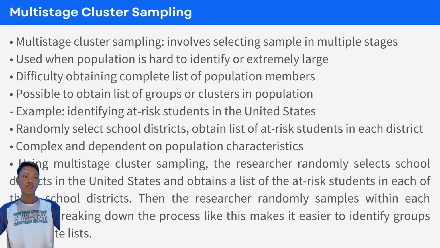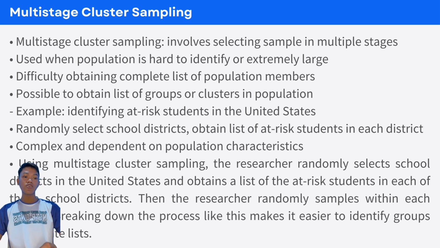And then we have multi-stage cluster sampling. Multi-stage cluster sampling involves selecting a sample in multiple stages. It is used when the population is hard to identify or extremely large, when the respondents of a particular study are so numerous that they need to be narrowed down. It is possible to obtain a list of groups or clusters in the population. So it randomly selects school districts, obtains a list of at-risk students in each district.